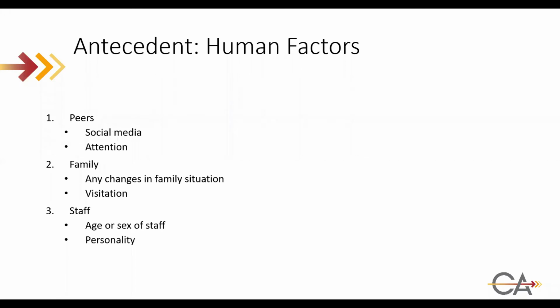And then human factors, which are all antecedents determined by the individual. Some people like attention more than others. So sometimes they'll be searching out attention from peers. If they're old enough, maybe they're on social media. Social media can drive a lot of behaviors nowadays. Attention from peers, whether they're seeking attention or seeking to avoid attention.